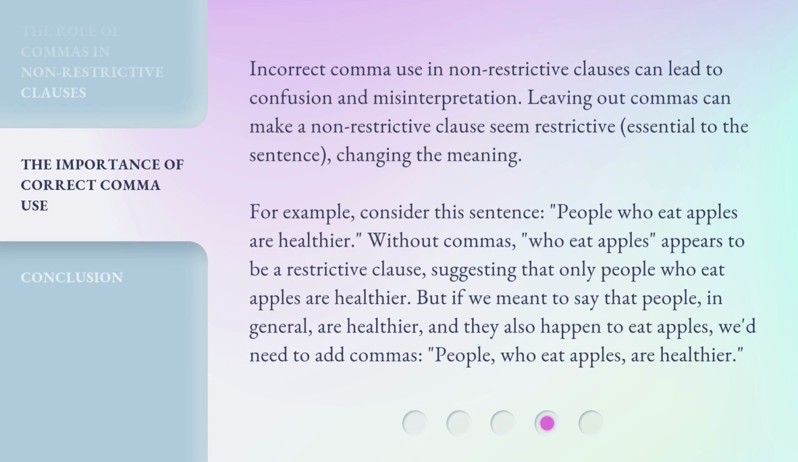Incorrect comma use in non-restrictive clauses can lead to confusion and misinterpretation. Leaving out commas can make a non-restrictive clause seem restrictive, essential to the sentence, changing the meaning. For example, consider this sentence: "People who eat apples are healthier." Without commas, "who eat apples" appears to be a restrictive clause, suggesting that only people who eat apples are healthier. But if we meant to say that people, in general, are healthier, and they also happen to eat apples, we'd need to add commas. "People, who eat apples, are healthier."